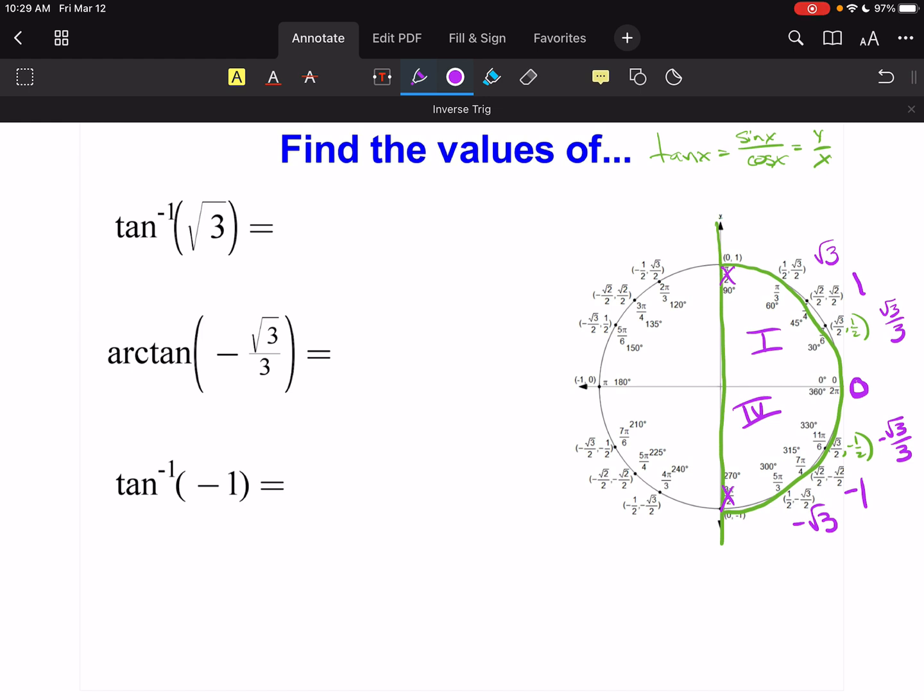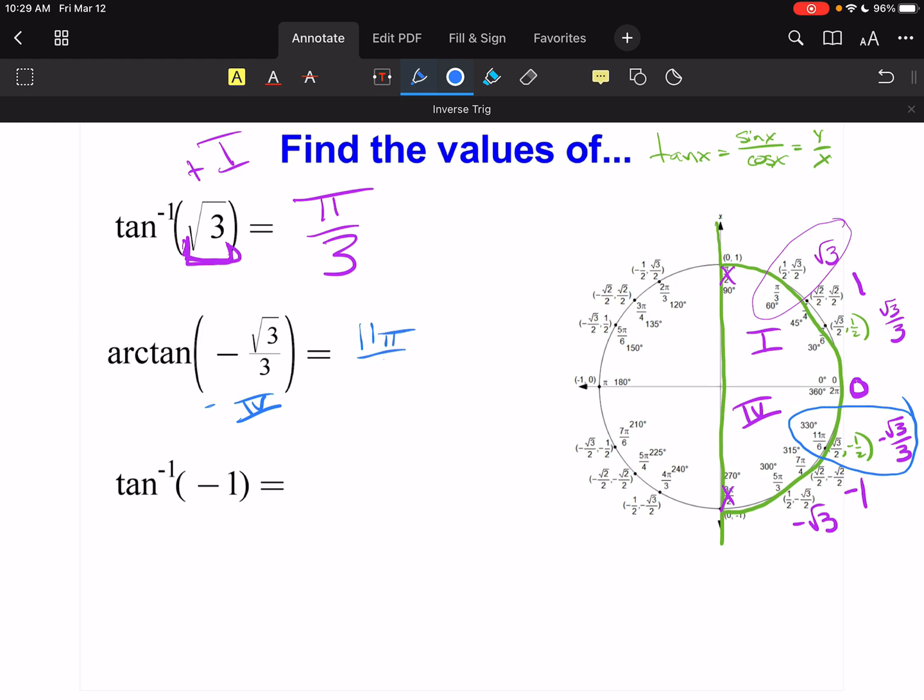So I'm given my ratios here. This thing is positive, so I'm looking at quadrant 1. Square root of 3 goes with pi over 3. Negative, quadrant 4. That's located right here, so that would be 11 pi over 6. And then negative 1, so negative again, quadrant 4. That's going to be one of my pi over 4s, and the pi over 4 in quadrant 4 is 7 pi over 4.